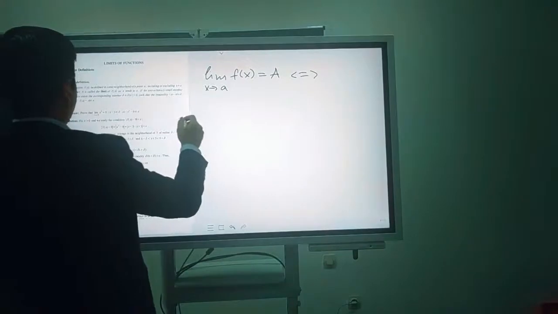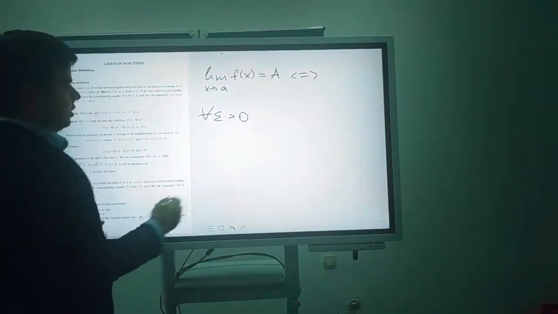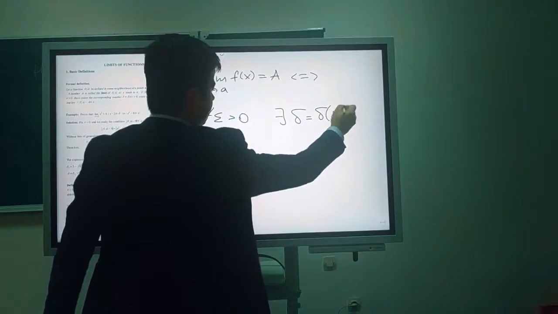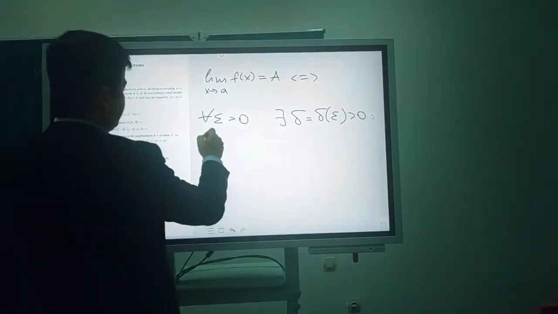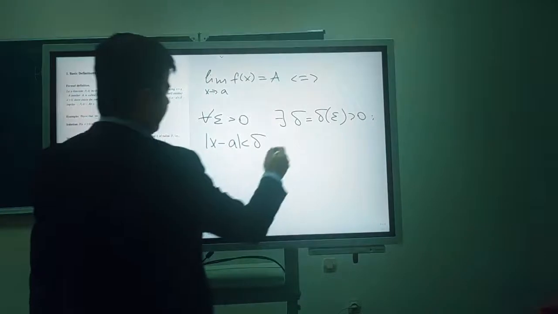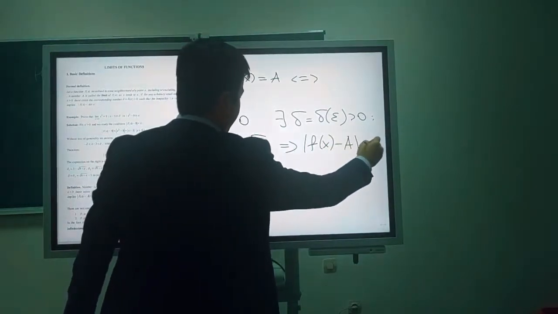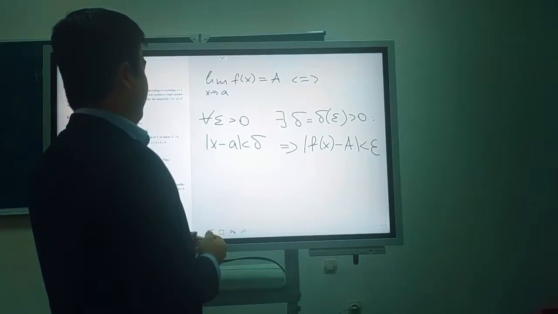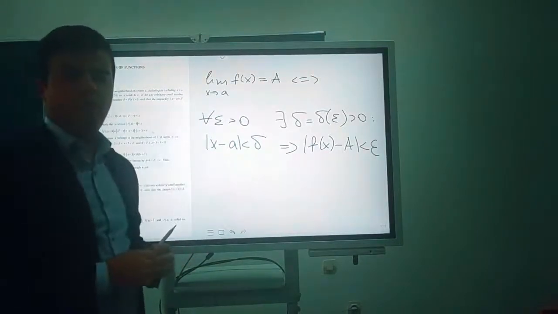for any arbitrarily small positive number epsilon, there exists the corresponding number delta, which depends on epsilon, greater than 0, such that the inequality |x - a| < delta implies the next inequality, |f(x) - A| < epsilon. In this case, we call number A the limit of f(x) when x tends to a. So this is the formal definition of the limit of a function.